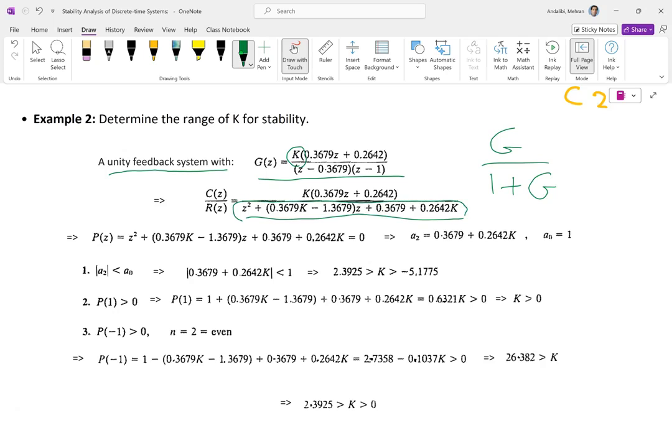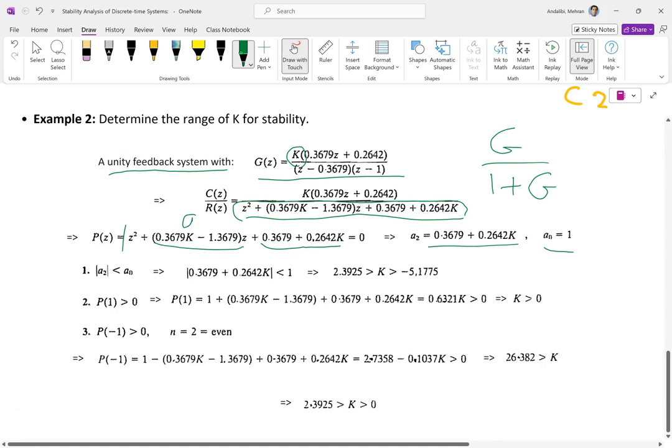Now, when it's a second order polynomial, you have three coefficients, right? And what are these coefficients? Clearly a0, which is the highest order, is 1. And a2, which is the last one, is this guy. And this one here is a1, if you ever need it.